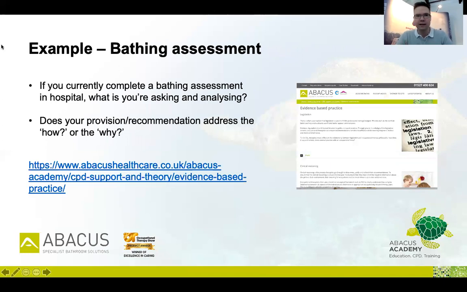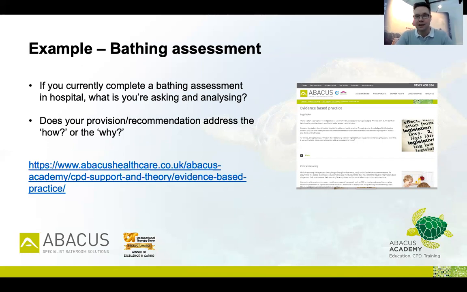And bathing is a great example for that. So if you do currently complete bathing assessments in a hospital, what are you asking and analysing? And I'm well aware there'll be services and people who say, well, we just don't conduct bathing assessments in hospital because it's not a critical need, for example. But I still think a lot of that is based on how we determine bathing. And in my experience, I conducted bathing assessments as a transfer assessment. It's how do you do it?